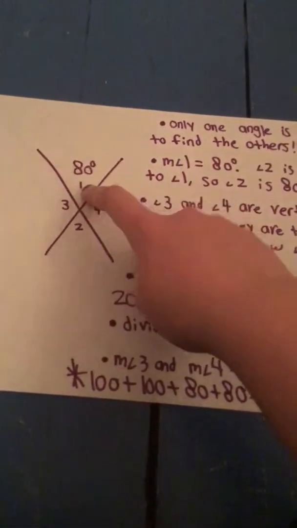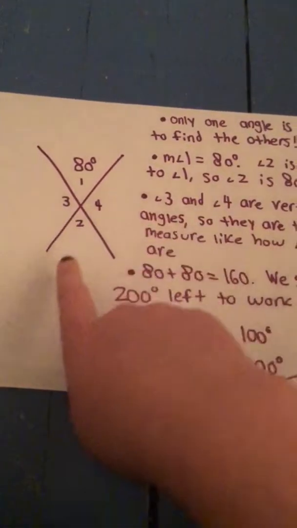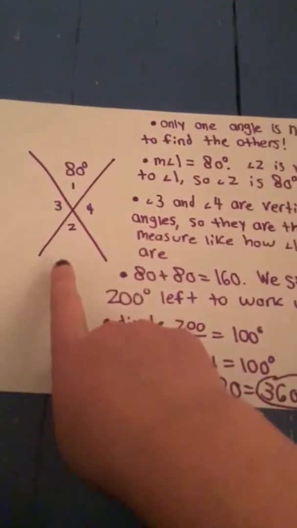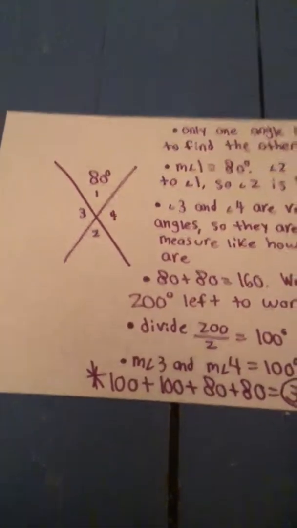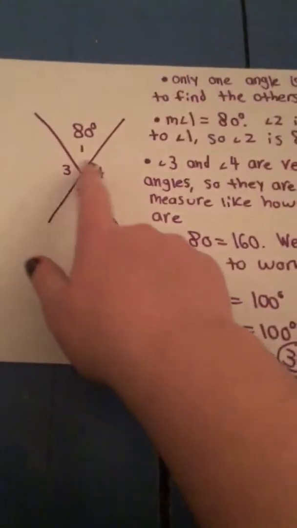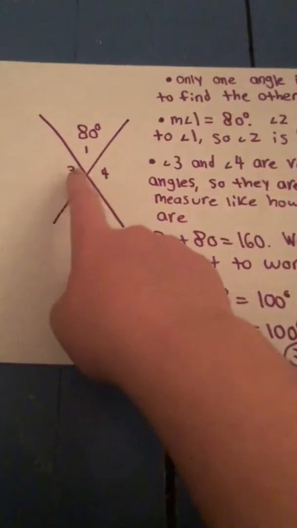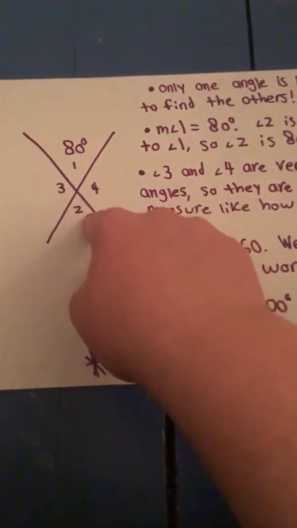So angle 1 and angle 2 are both 80 degrees, which adds up to 160 degrees, which means that we have 200 left to work with because 200 plus 160 is 360. We have 3 and 4 left, and those are also vertical angles like 1 and 2 are. Vertical angles mean that they have the same angle measure.